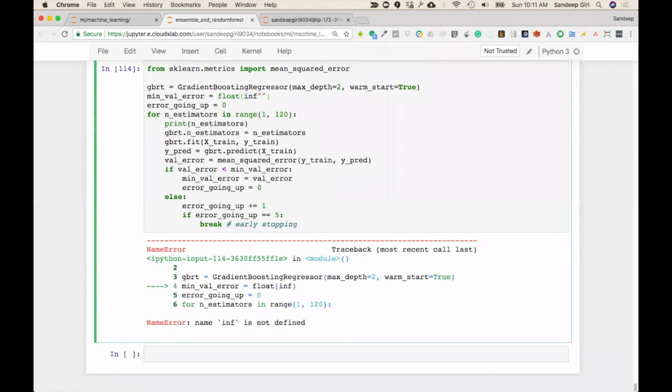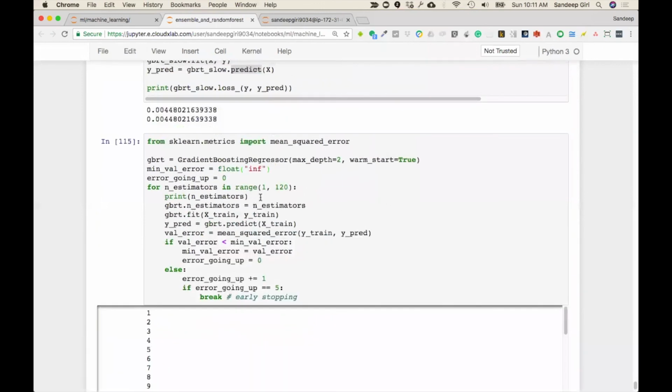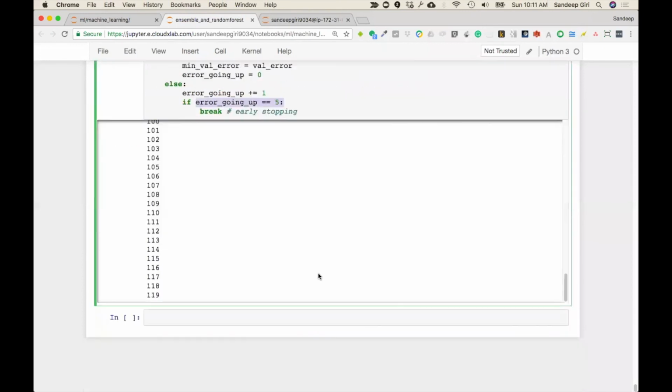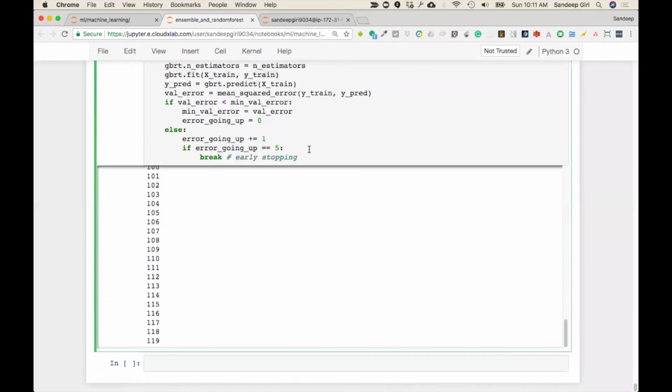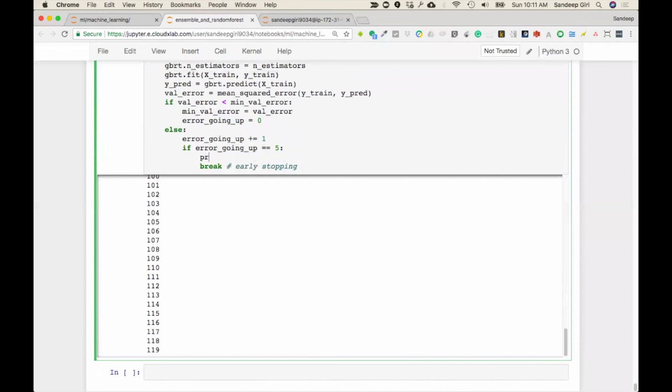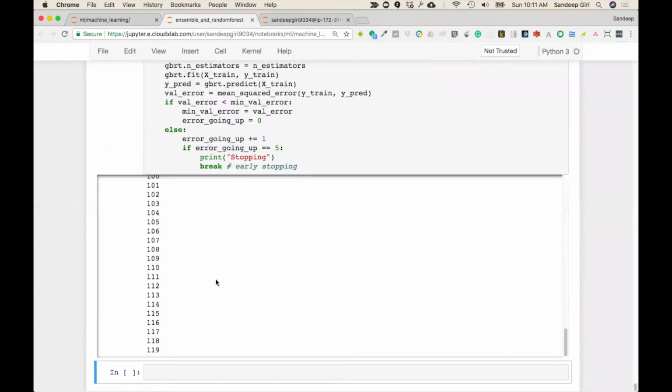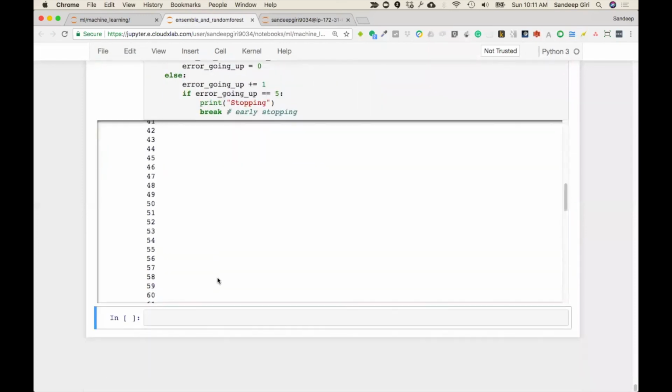Okay, so I'll explain again. Here, this is a very interesting part. What's happening here is that it's noticing that if the error is going up five times consecutively, it'll break. Otherwise, it will keep on improving. So this is what is happening.